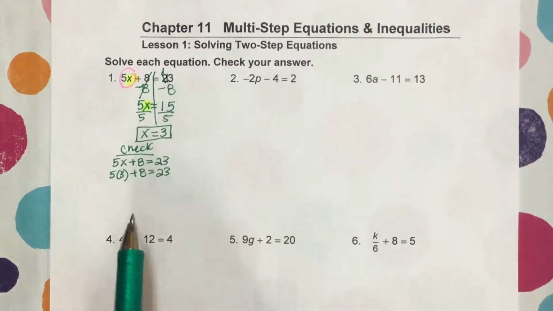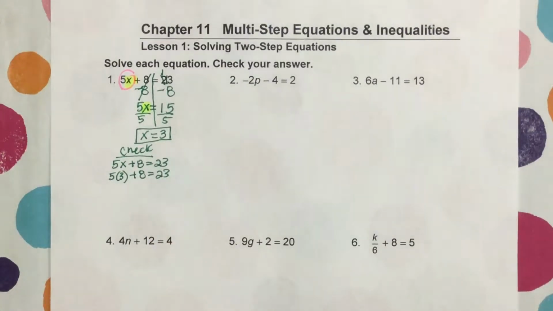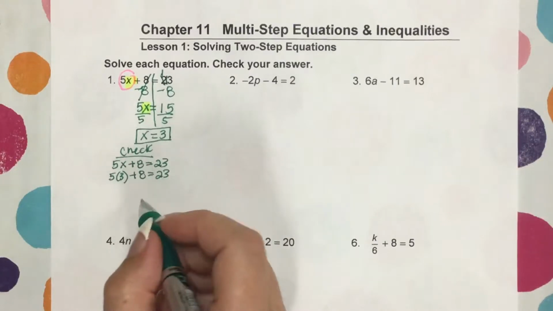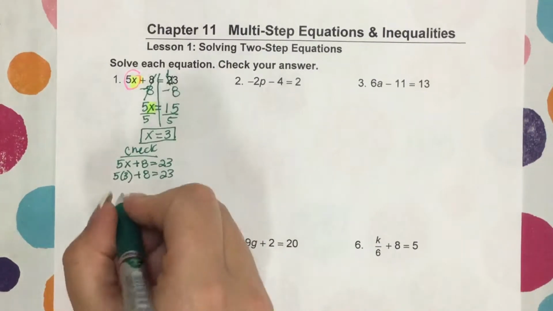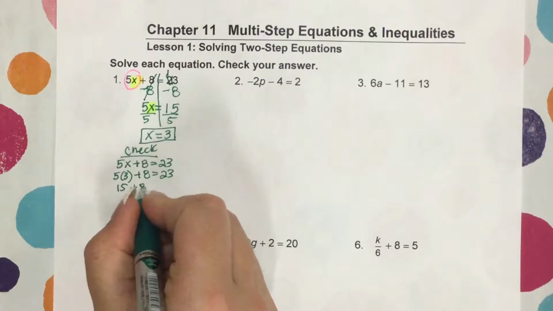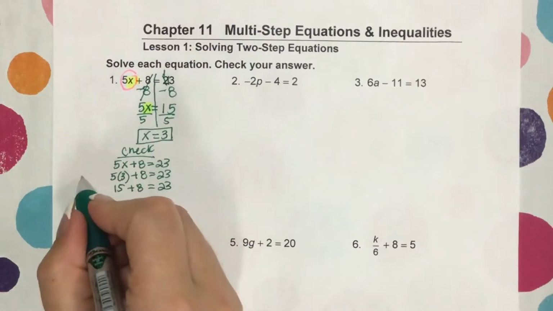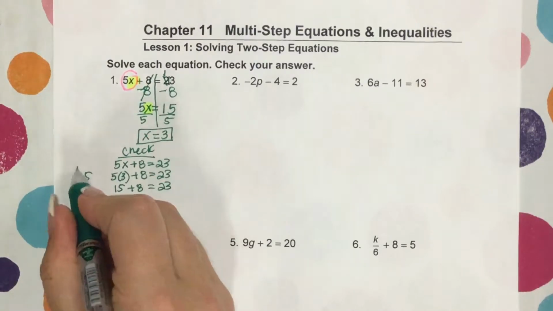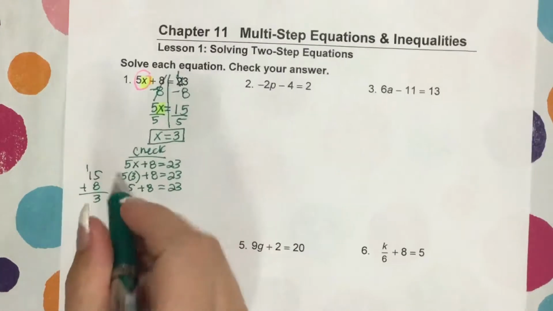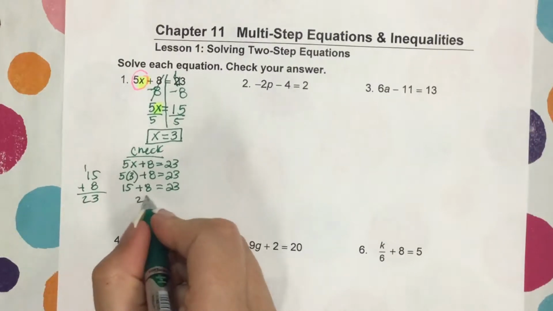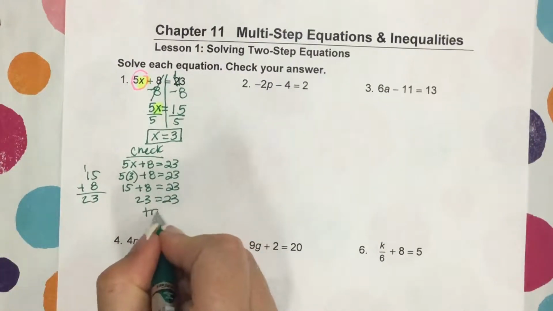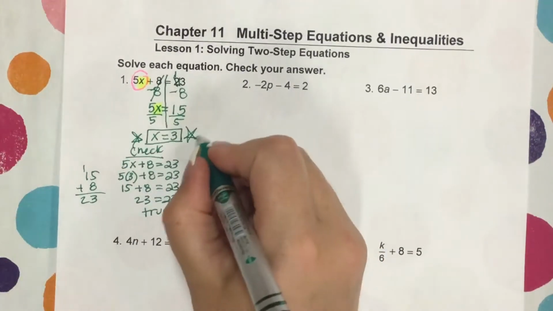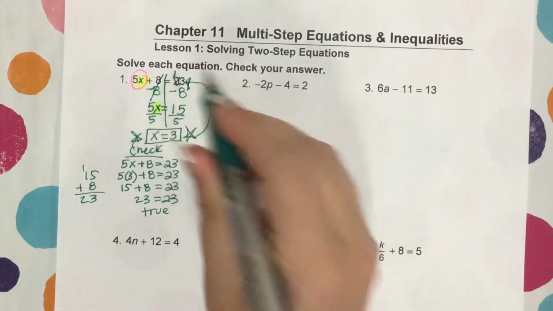All right, great. So on this side, we have multiplication and addition, so we have to follow the order of operations. We do multiplication. 5 times 3 is 15. 15 plus 8 equals 23. And then 15 plus 8, 5 plus 8 is 13. Write the 3, carry the 1. 1 plus 1 is 2. So that's 23 equals 23. So this is a true statement, which means that this solution is correct. This is the solution to the original problem right there.